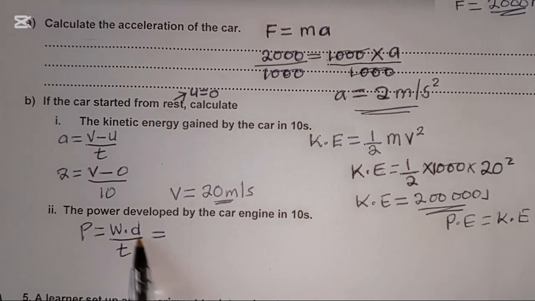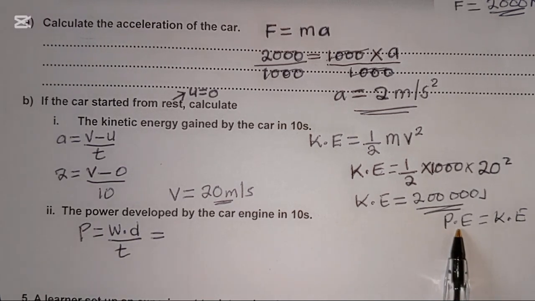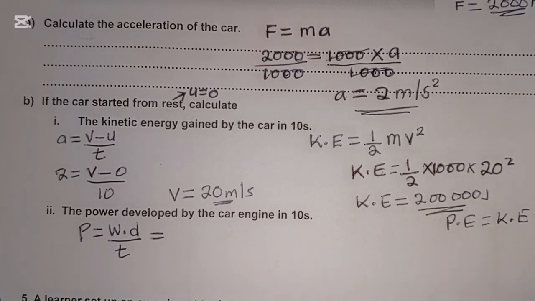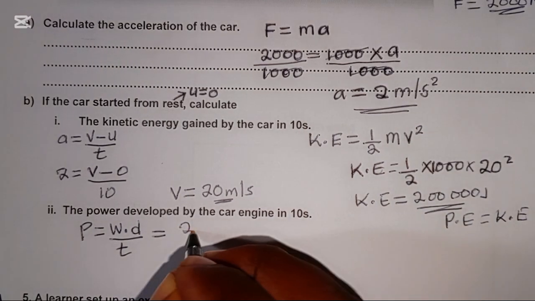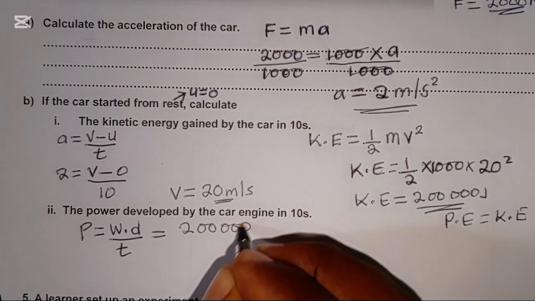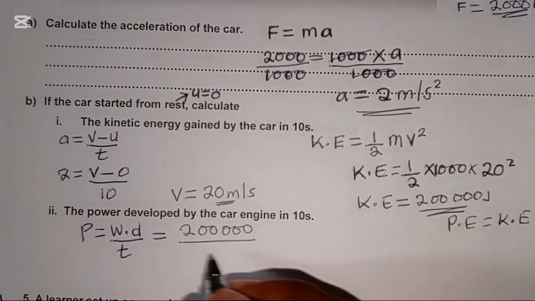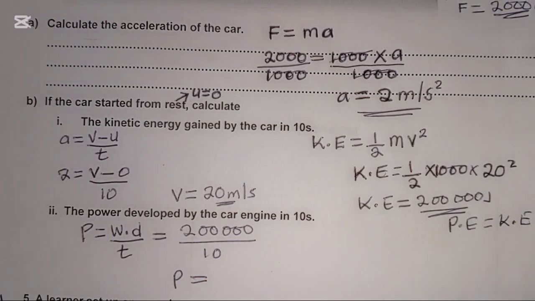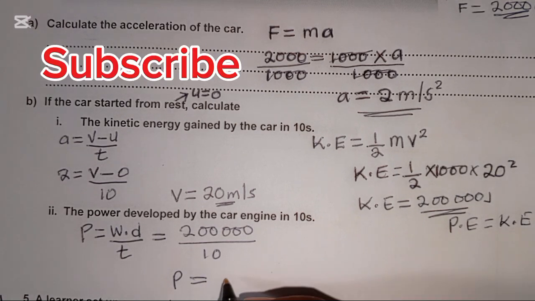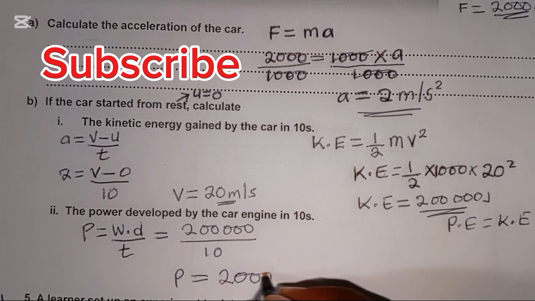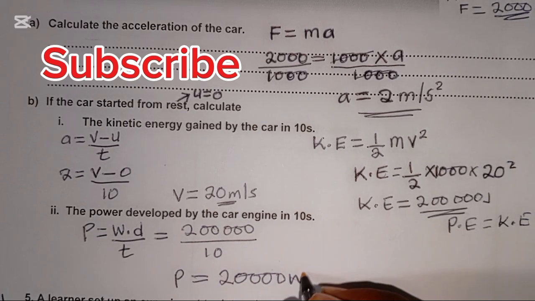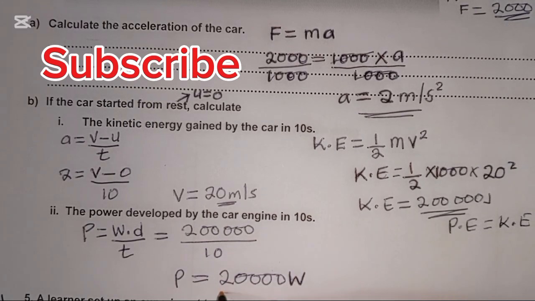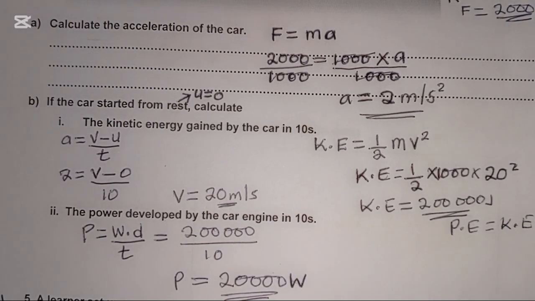So work done is potential energy. That simply means that potential energy, it is 200,000 over the time taken, which is 10. So power is equal to 200,000 divided by 10, which is 20,000 watts. So this is our power.